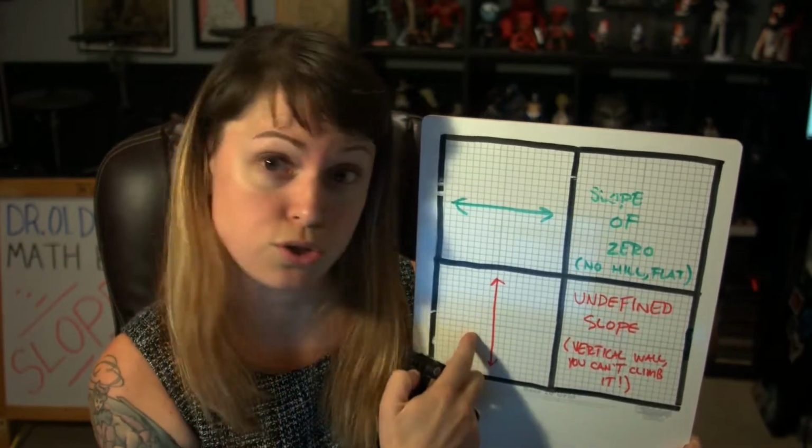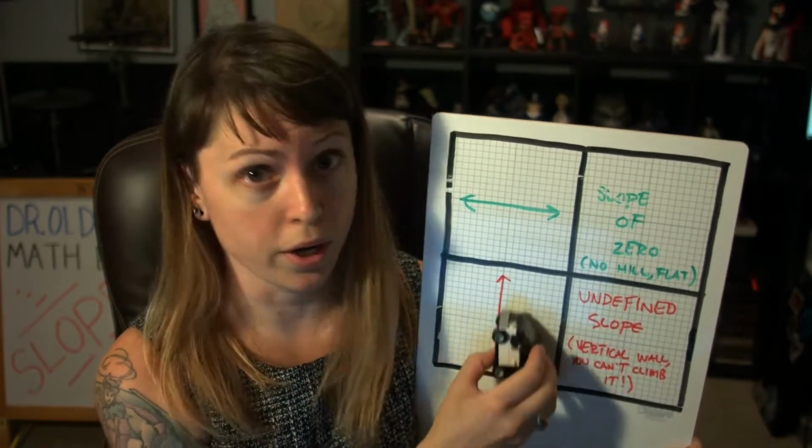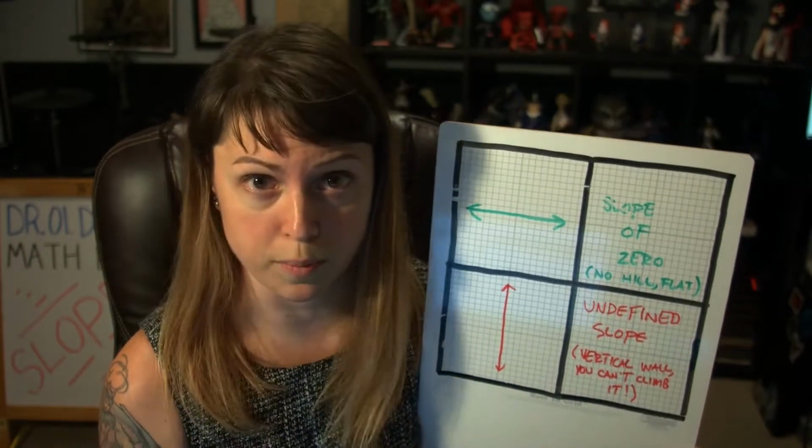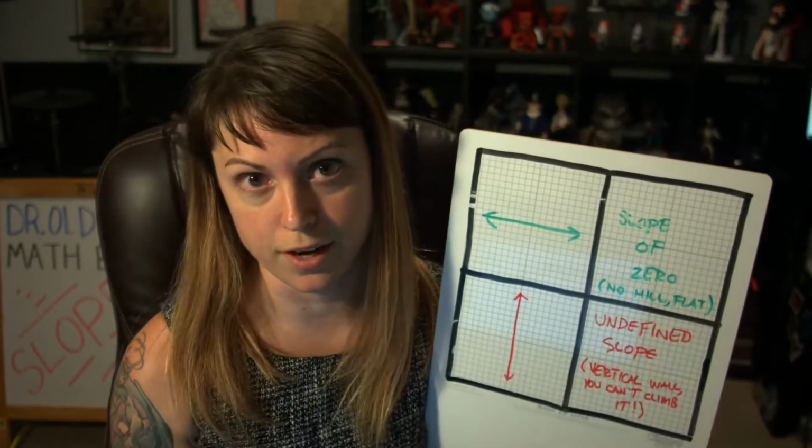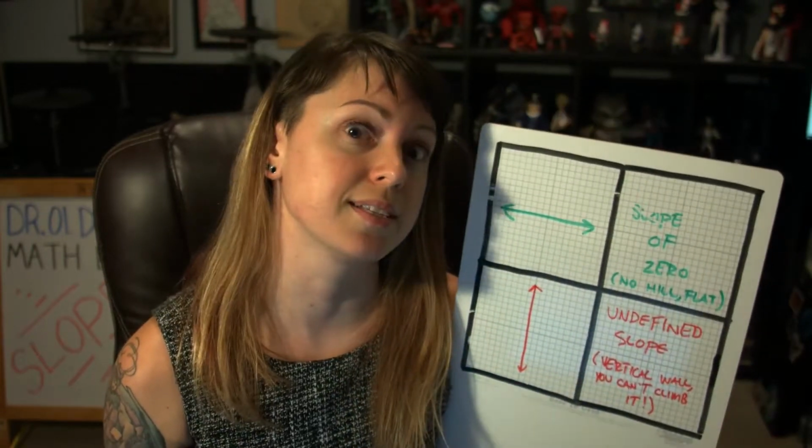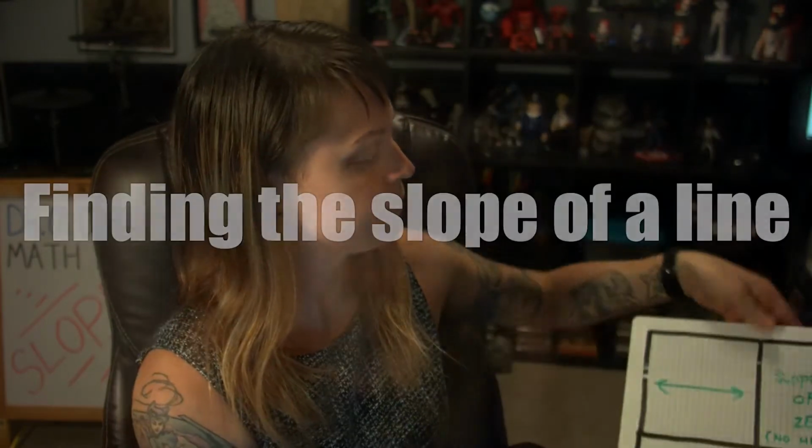Now, if your slope is straight up and down, you are not going straight up and down that hill, unless you're Superman, which you're not. So that's why that's an undefined slope. So now let's take a couple looks at some example problems.